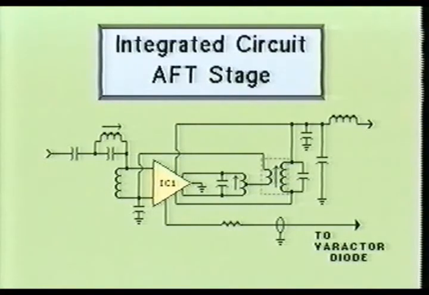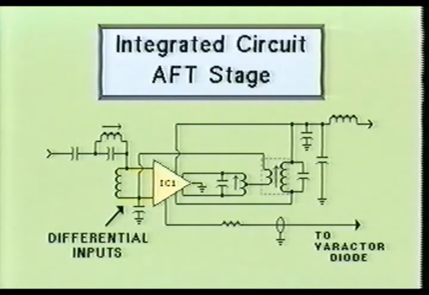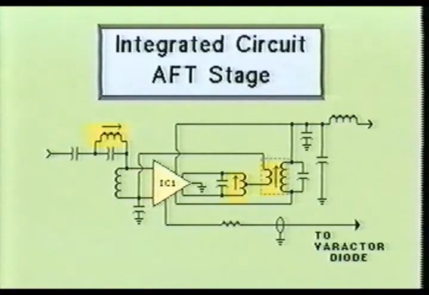Integrated circuits are also used in automatic fine-tuning sections. Here you see an integrated circuit which completely replaces the Foster-Seeley discriminator and the common emitter amplifier circuit. This integrated circuit not only provides error detection through its two differential inputs, but it also provides proper amplification of the error voltage to the varactor diodes. In addition, this circuit may be very precisely aligned to the manufacturer's specifications, even more so than the Foster-Seeley discriminator circuit.